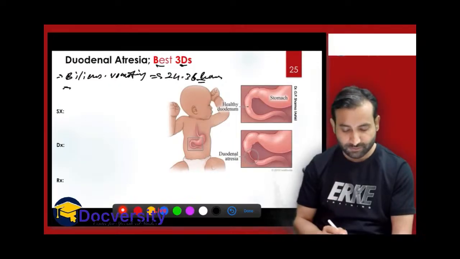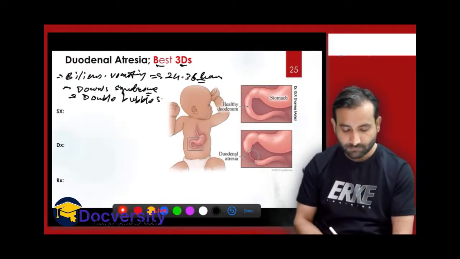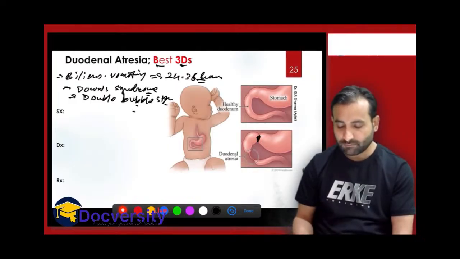Is that okay? Please remember this is B, right? 3Ds. D means what? It is associated with Down syndrome, right? Another D is what? It shows the double bubble sign. Double bubble sign. So look at here.